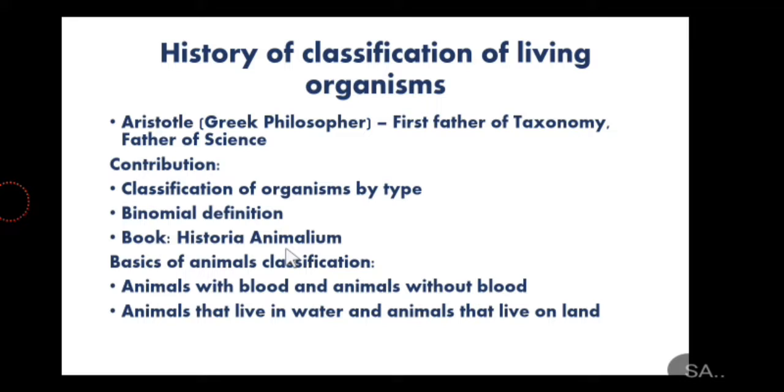Since we know that Aristotle classified the organisms, he actually classified the organisms on 2 different bases. So we'll see here. He grouped animals into different groups on the basis of animals with blood and animals without blood. The other basis for his classification was animals that live in water and animals that live on land. So this was a short description of the contribution of Aristotle in the field of taxonomy.